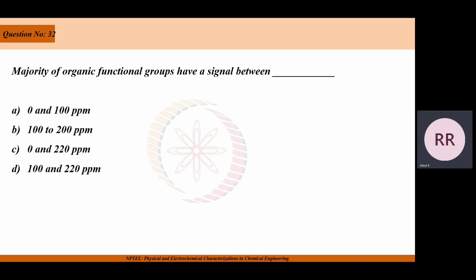Now let us go to the next question. The majority of organic functional groups have a signal between, say, 0 to 100 parts per million, 100 to 200 parts per million, 0 to 220 parts per million, or 100 to 220 parts per million. I will read the question once again. The majority of organic functional groups have a signal between 0 to 100 parts per million, 100 to 200 parts per million, 0 to 220 parts per million, and 100 to 220 parts per million. Think of it for a while, then I will give you the answer.